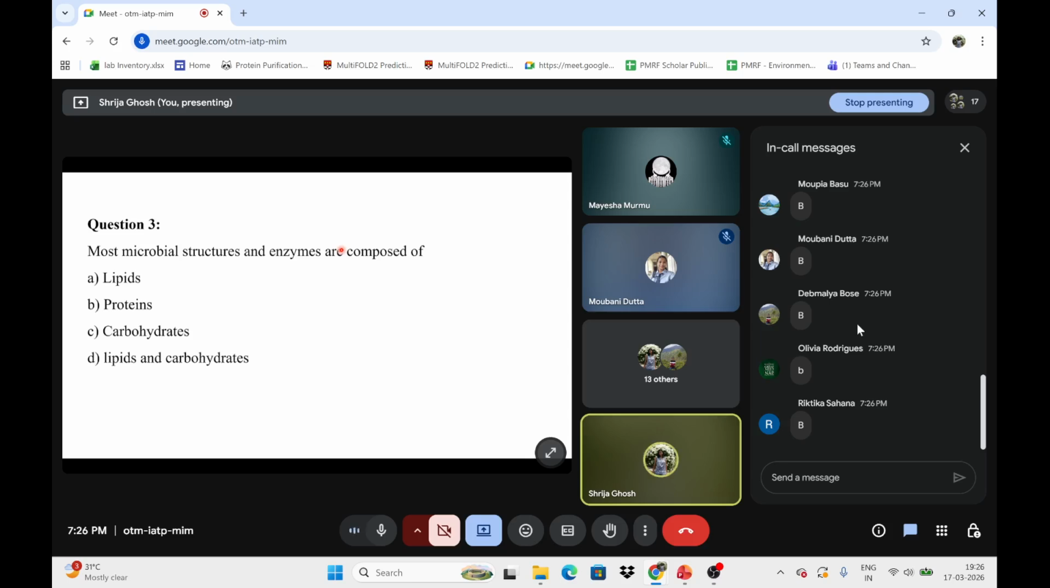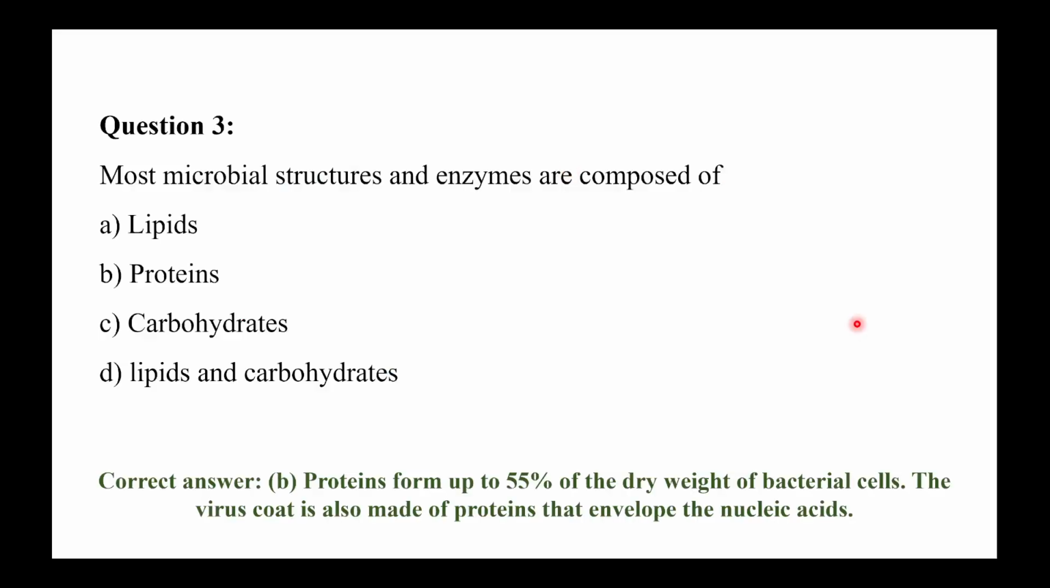Okay, I have 5 answers in the chat box. What about others? Anyone else wants to answer? Okay, all 5 answers are option B, proteins. Let's see the correct answer. The correct answer is option B.